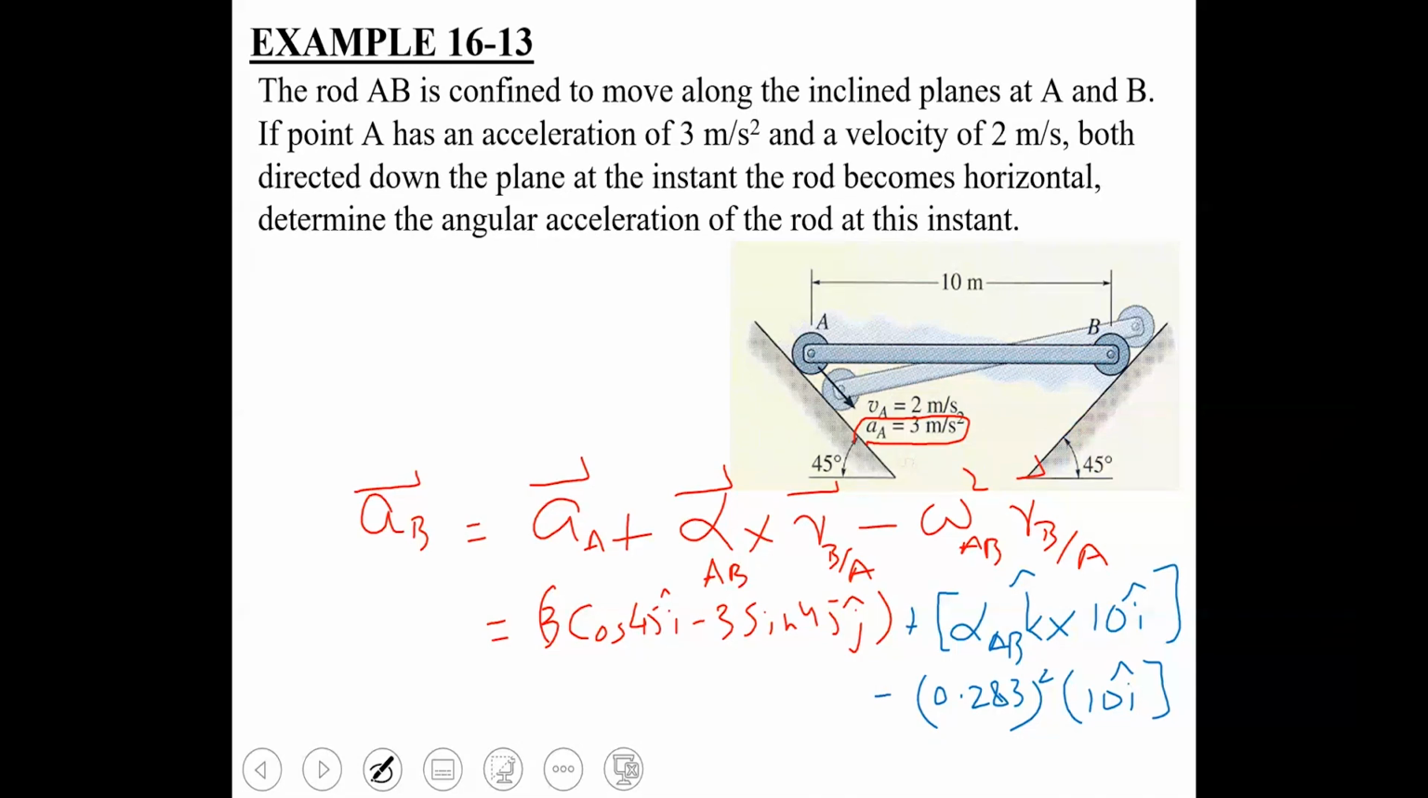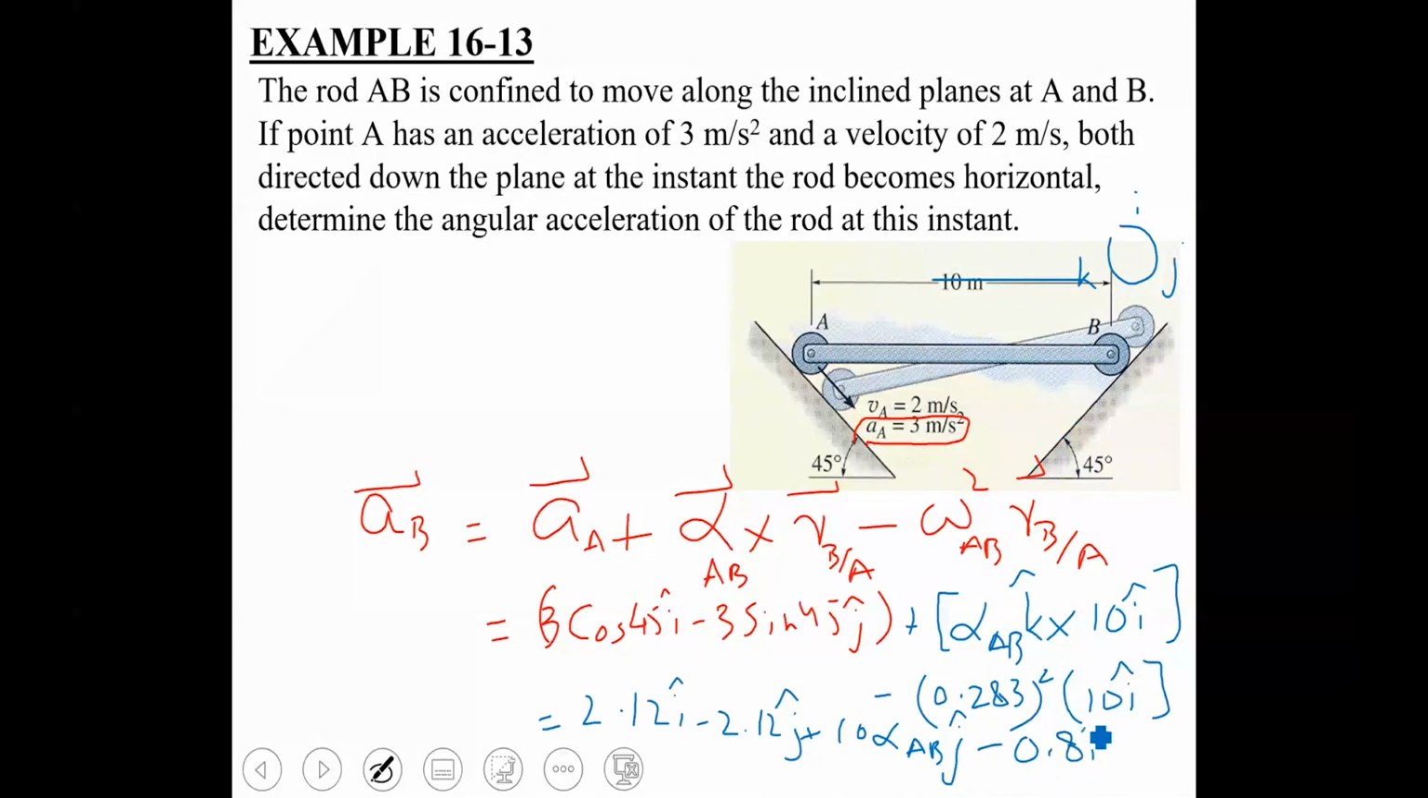Yes. So once you further solve it, this would become 3 cos 45 would become 2.12. So 2.12I minus 2.12J. Alpha cross R के लिए आप वही smaller circle इस्तेमाल कर सकते हैं. It would be 10 alpha AB. What is K cross I? It is J. So आपने इसको प्लस 10 अल्फा AB J के तौर पे लिख लिया. इसी तरह 0.283 को स्क्वायर करके जब आप I के साथ मल्टीप्लाई करेंगे it would become minus 0.8I. So the right hand side of this equation would become like this.